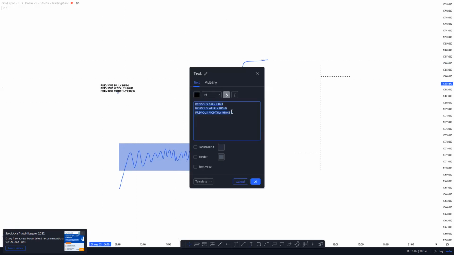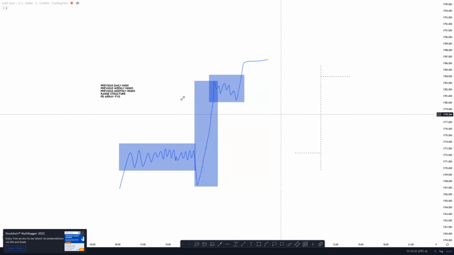And after marking all those things, I mark the range structure. And after the range structure, I look for the PDRS. Not basically the PDRS, I just look for the fair value gap around the PDRS. Okay. So would you mark your range structure on the M15?